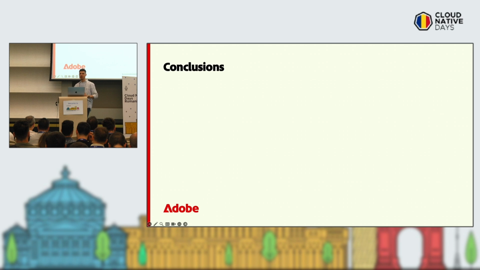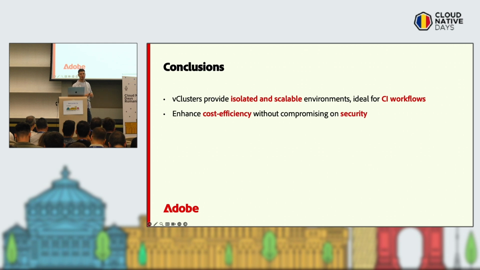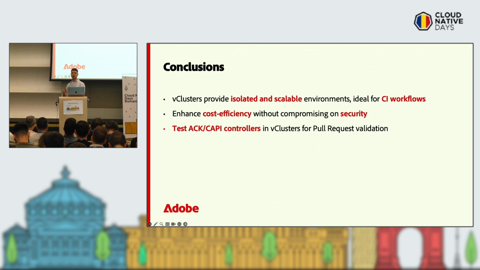And now that we are at the end of the presentation, let's finally draw some conclusions about vClusters in the context of CI testing. First, we can state that vClusters are really suited for CI workflows, being isolated and scalable environments. Second, they are reducing costs while keeping the security topic valid. And lastly, if we manage to test such a complex workflow, namely building an entire cluster with ACK and copy controllers inside the vCluster, we can conclude that almost any Kubernetes-related change can be tested inside a virtual cluster.